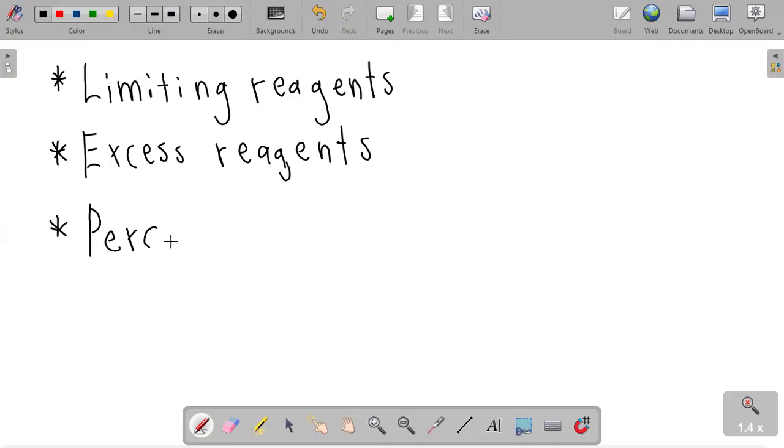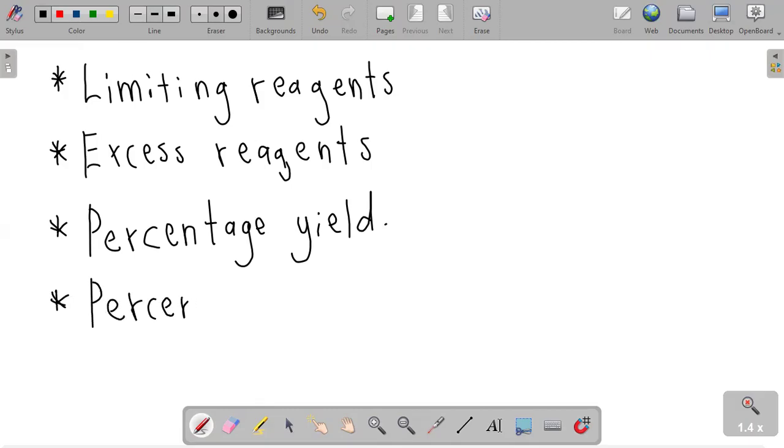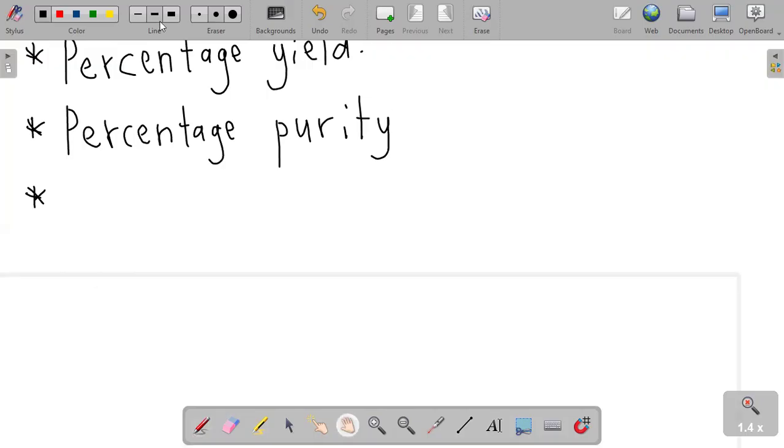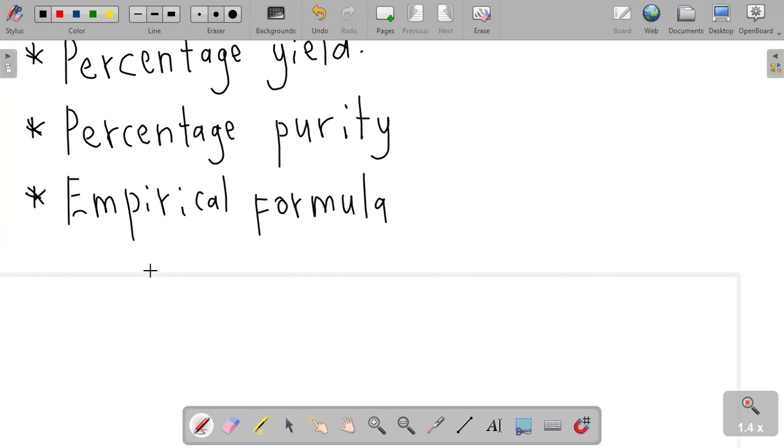Percentage yield. Percentage purity. Empirical formula. And molecular formula.